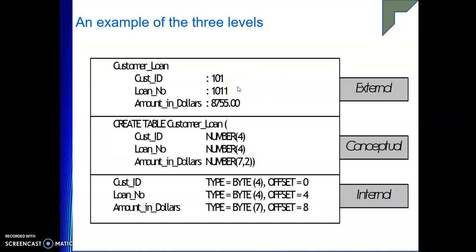If you take another example like student, I can see the student ID, his address, his name, and so on. Next, in the conceptual view, I can see a table with student ID as a number, student address as a character field, and so on, and then the set of bytes and offsets in the internal level. That becomes the internal view.